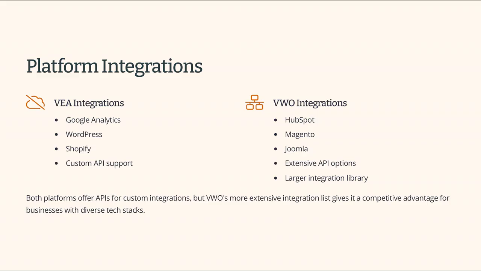Performance is key when it comes to A/B testing. Both VEA and VWO offer robust performance with fast load times and reliable test results. However, VWO has a slight edge due to its advanced server-side testing capabilities, which allow for more complex tests and accurate results.